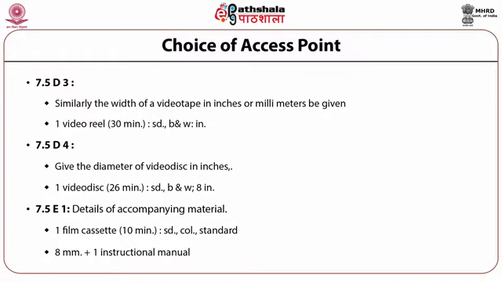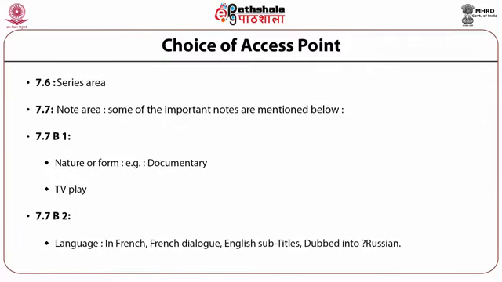One video disc, suppose, then you write 26 minutes within brackets, then give colon, sound you have to write, because sound is there. Before that, long back, there were silent films. So sound means SD you have to write, then black and W, then give a semicolon and write the dimension 8 inch. You don't write inch, you have to write IN dot. IN is the short, abbreviated form of inch. Then comes the series area.